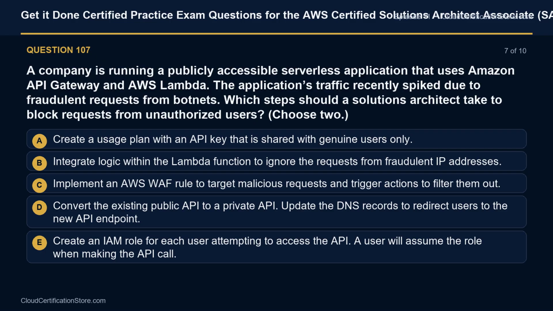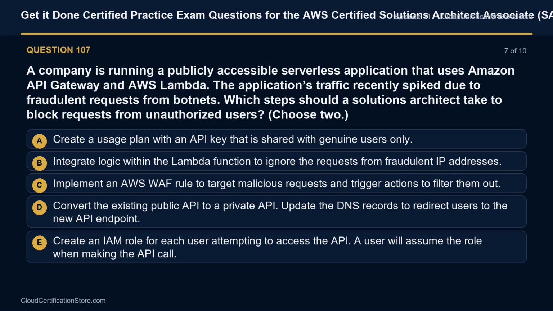Choose 2. Option A. Create a usage plan with an API key that is shared with genuine users only. Option B. Integrate logic within the Lambda function to ignore the requests from fraudulent IP addresses. Option C. Implement an AWS WAF rule to target malicious requests and trigger actions to filter them out.